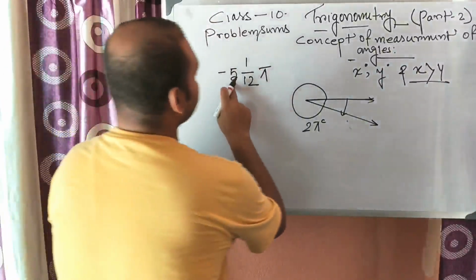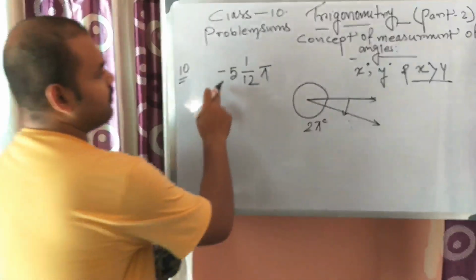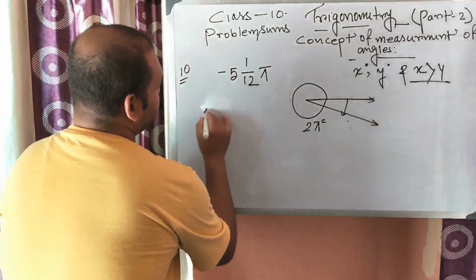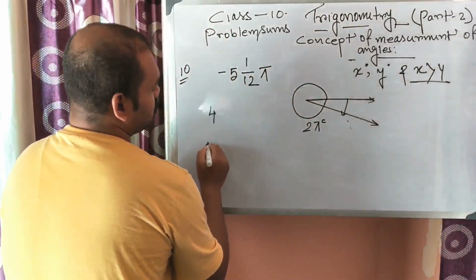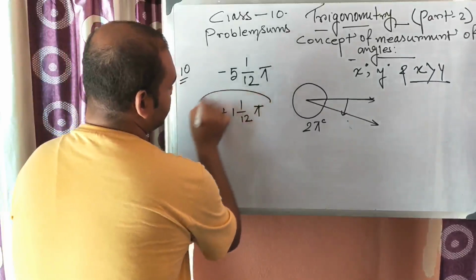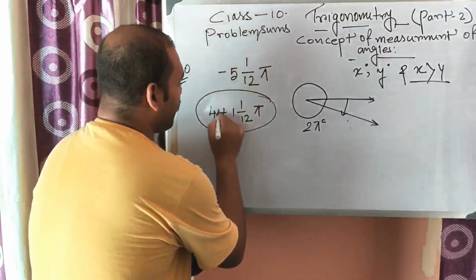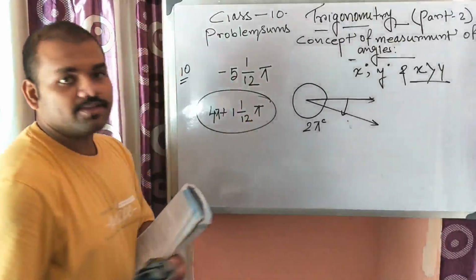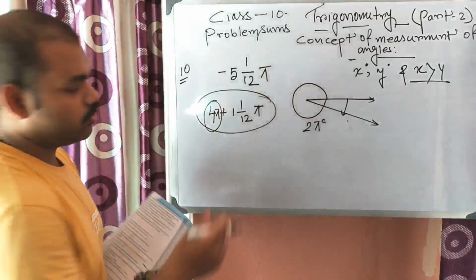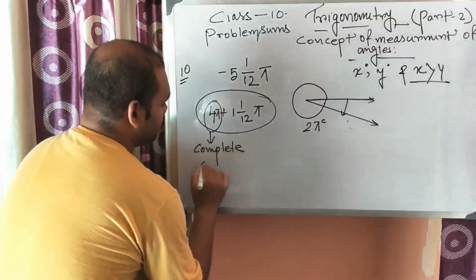So here 5 whole 1 by 12 means how much? It can be written as 4 plus 1 whole 1 by 12 pi. We are talking about the magnitude only. So 4 pi plus 1 whole 1 by 12 pi we can write down. 4 pi means how many times? 2 times. So complete 2 times.